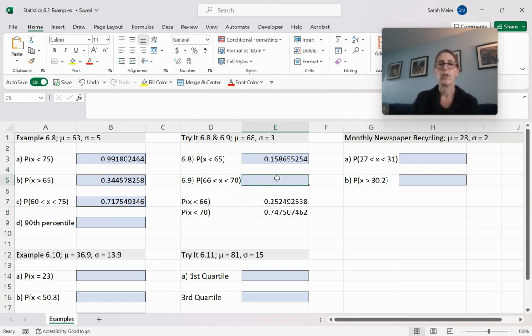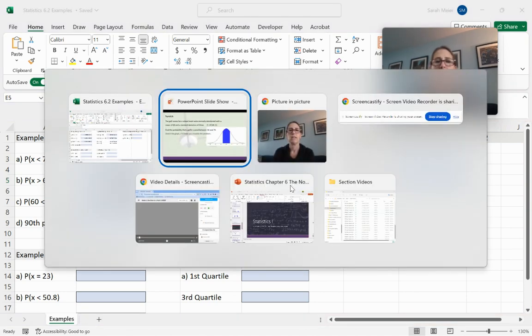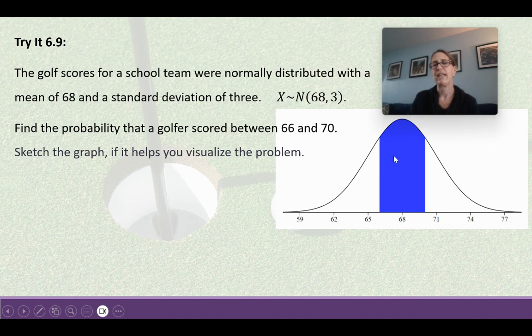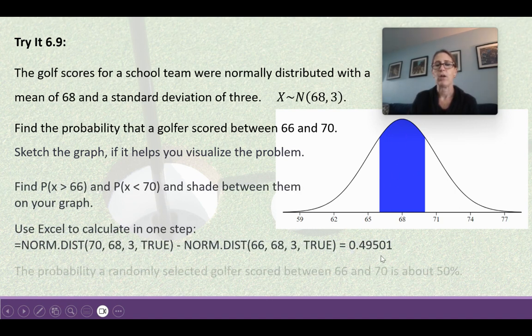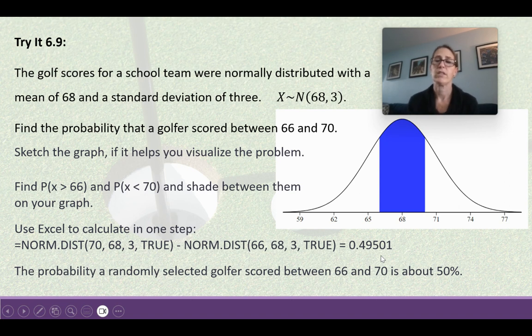And then you want to make sure that you do the bigger one minus the smaller one, and you get 0.495, so about a 50% chance. So if we look at our graph, again, it's not always super apparent, but we get about a 50% chance that a golfer is going to score between 66 and 70. Sorry, 66 and 70 is the golf score. 50% is the probability.